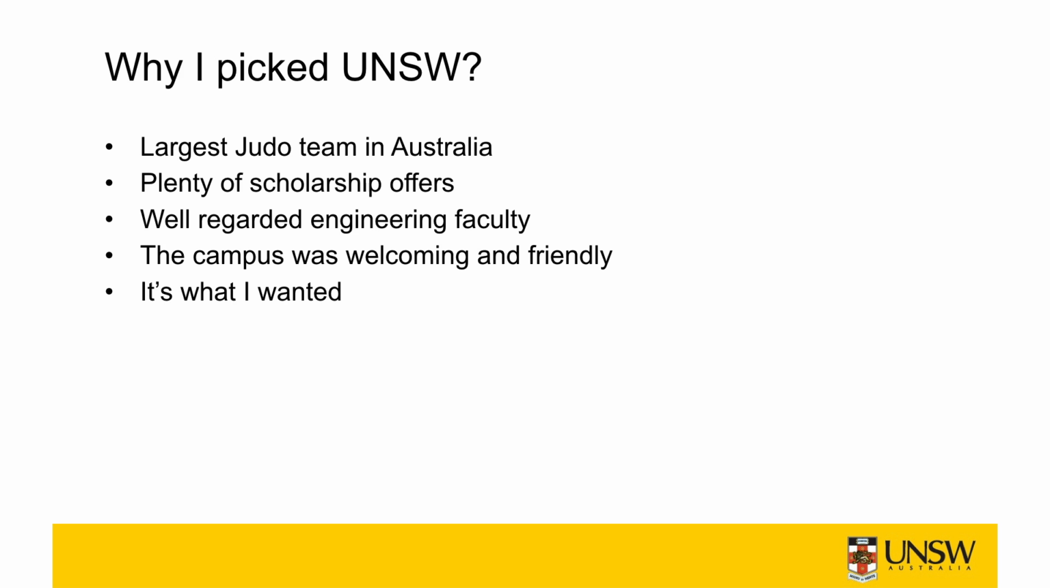So if at the end of first year I decided I didn't like science or engineering, it wasn't too hard to go and switch into an arts or a business degree. The university offered a lot of flexibility, and that was something that I definitely sought. They also had the largest judo team in Australia, and for me that was a really important factor in picking a university. But that said, it's probably not any of your concern at all.